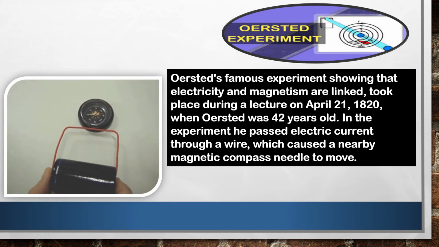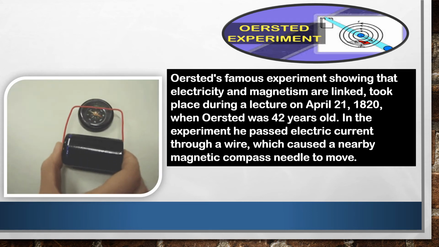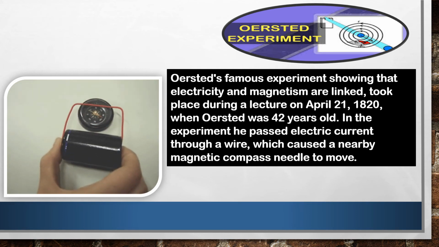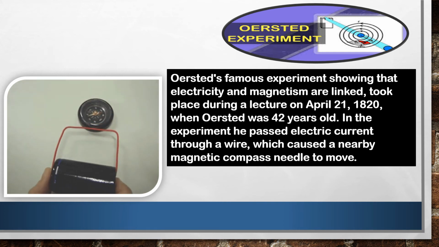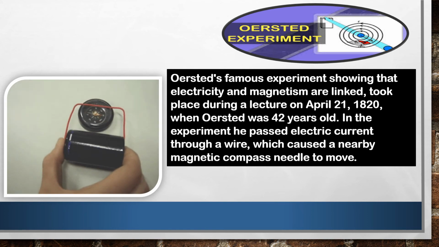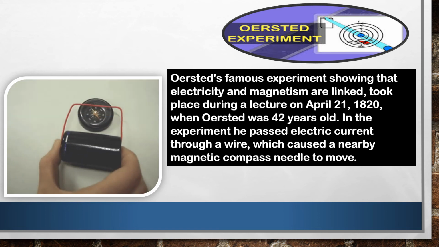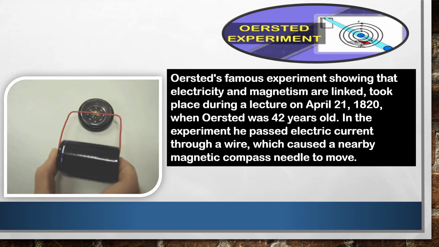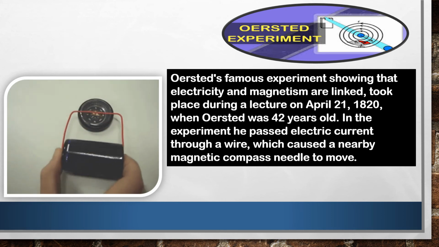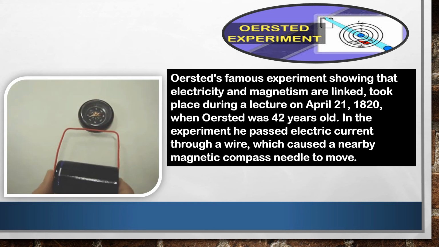You can see this is a magnetic compass needle, and this red color is the electric wire. When it is placed over this, that particular magnetic needle is showing a particular direction. That means a magnetic field around this wire has been produced. And when you take off this wire from this magnetic needle, the deflection does not occur. So this is actually Oersted's experiment.